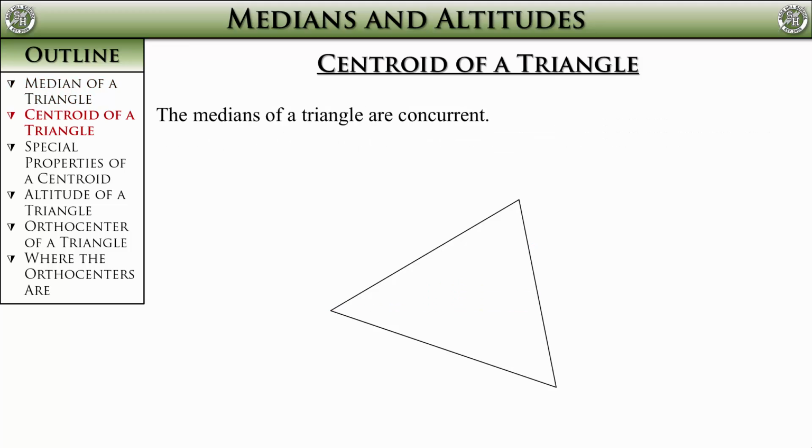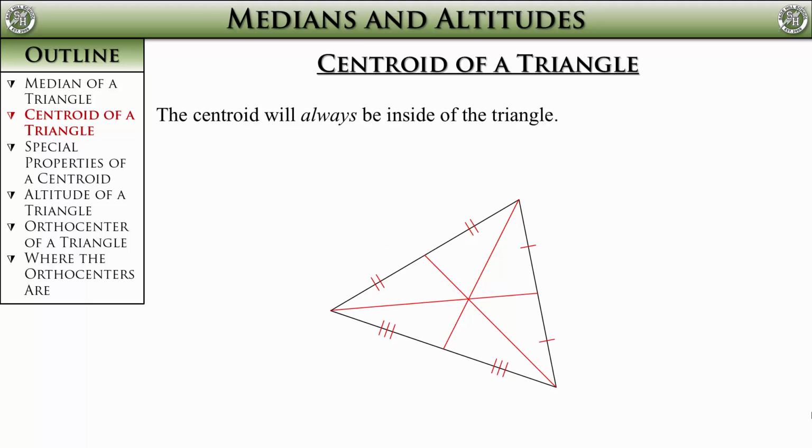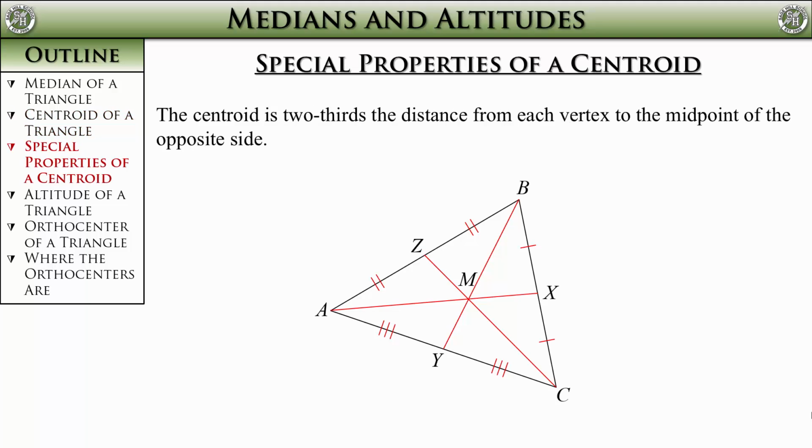That's a median. A triangle has three medians, one for each vertex, and those three medians are concurrent. So let's draw them in and see where they all intersect. The point of concurrency of the medians of a triangle is known as the centroid. Hello, Mr. Centroid. This will make many of you happy, but the centroid will always be on the inside of the triangle. There are a couple of special properties for a centroid.